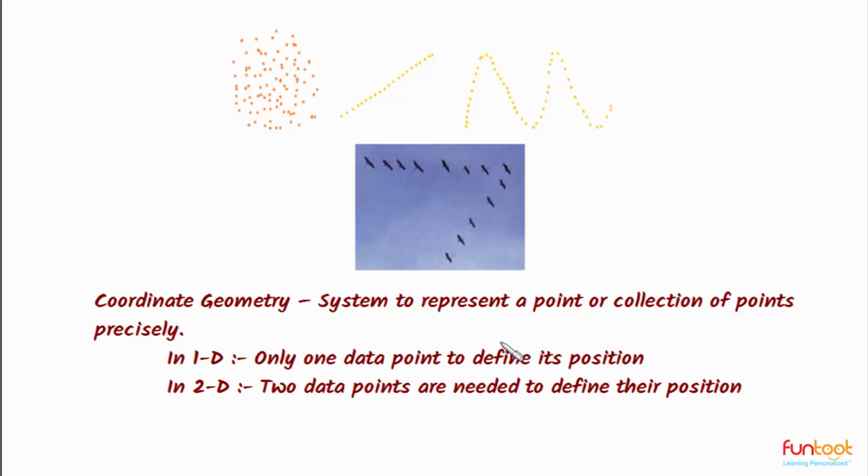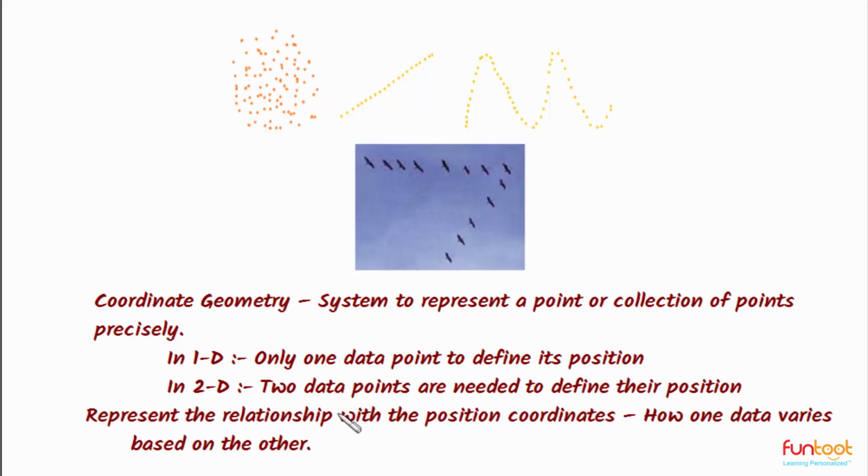Let's summarize what we have learnt in this video. We learned that coordinate geometry is a system to represent a point or collection of points precisely. In one dimension, only one data point is required to define the position. In two dimensions, two data points are needed to define the position. We also learned to represent the relationship with the position coordinates and saw how one data varies based on the other.